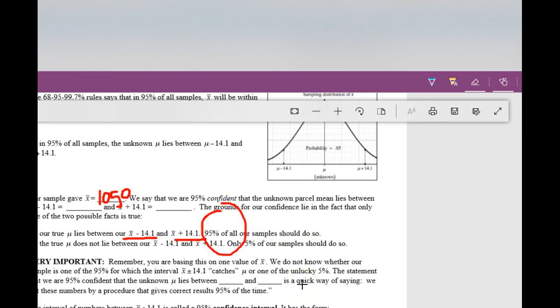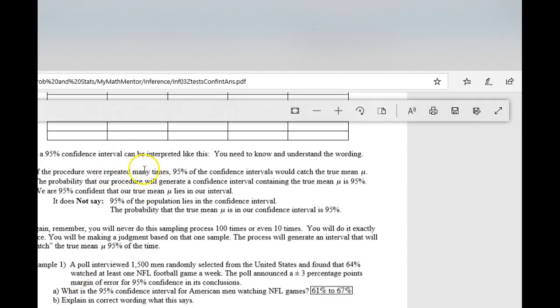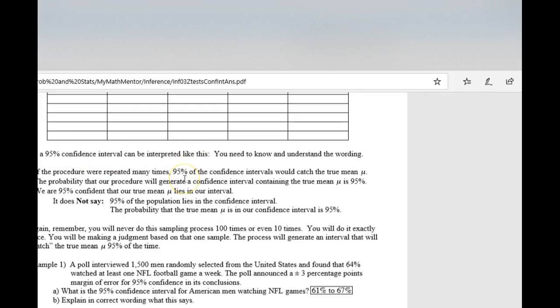So 95% of the time, if we do this procedure, we're going to capture the true population parameter. That's what that means. We have to be really careful when we read these problems. They're talking about confidence intervals. That means that if we repeat this process about the same way, about 95% of the intervals will contain the true population parameter, which we're trying to find through all our sampling.